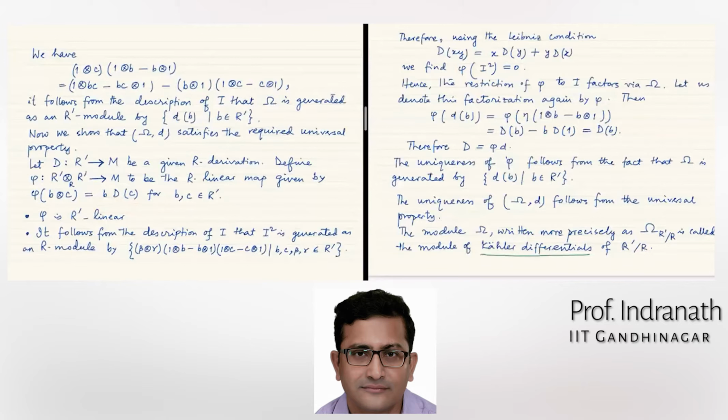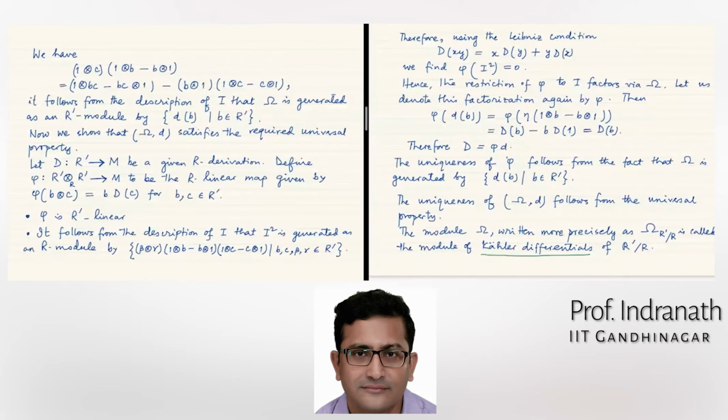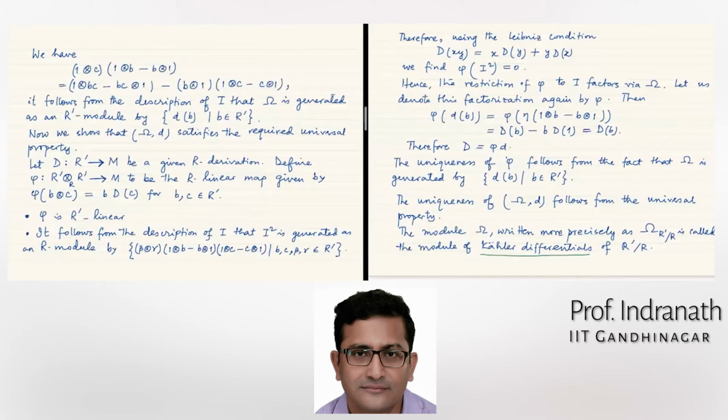So these are small details, please check. These are not difficult at all, take these as small checkings. These are not the hard parts, but there are certain results which we will just be using as they are. Hence the restriction of phi to I factors via omega, where omega is I mod I squared. Let us denote this factorization again by phi, and you can check that the commutativity of the diagram actually happens. The uniqueness of phi follows from the fact that omega is generated by this set.